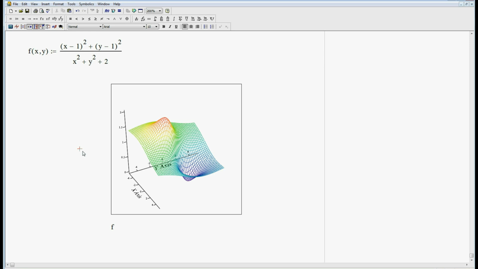So there you go. We've looked at exponents, roots, and how to plot functions of more than one variable. I hope this helps, and we'll talk to you next time.